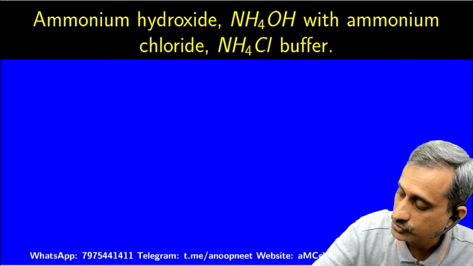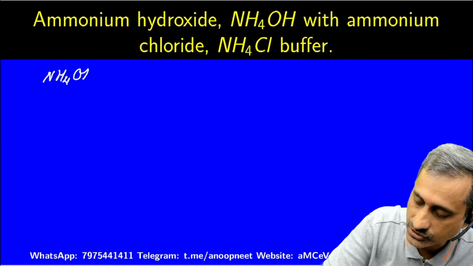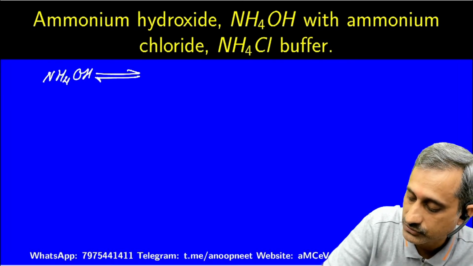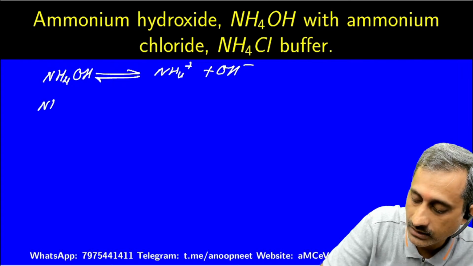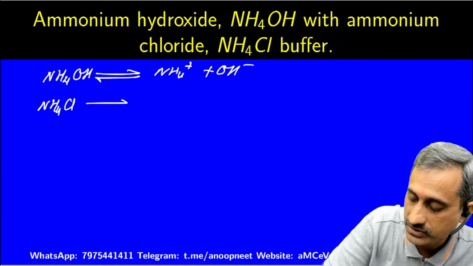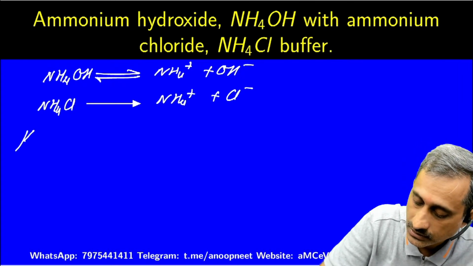Okay, let's solve this now. We have ammonium hydroxide. Ammonium hydroxide is going to dissociate to give us NH4 plus plus OH minus, and then we have ammonium chloride, which is going to dissociate completely to form NH4 plus plus Cl minus. Now we have the Kb.